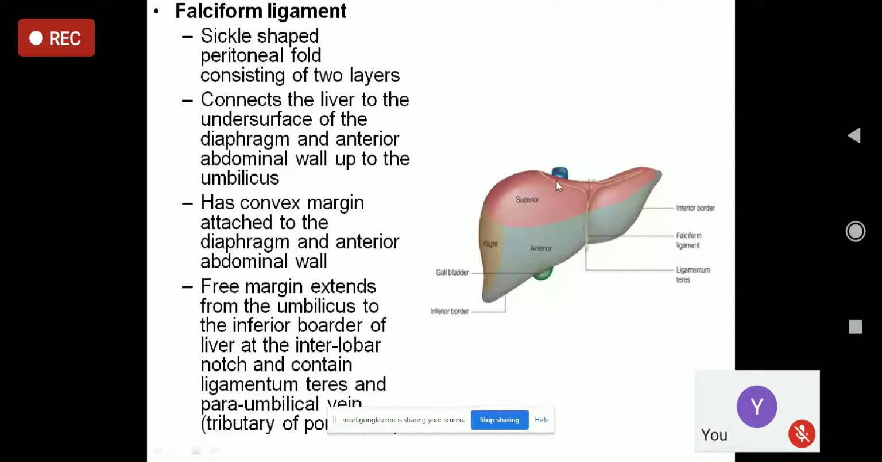So this falciform ligament connects the anterior abdominal wall with the liver and the diaphragm, and has a convex margin attached to the diaphragm and anterior abdominal wall. This is the convex margin attached to the diaphragm, this to the anterior abdominal wall. Its free margin extends from the umbilicus to the inferior border of the liver at the interlobular notch, and it contains the ligamentum teres hepatis. Okay.